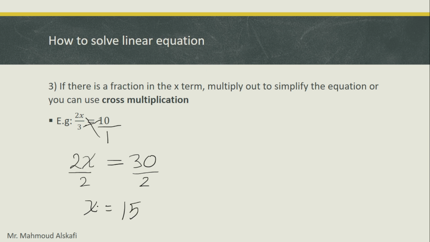So if you'd like to make sure our answer is right, just substitute in the equation. So 2 multiplied by 15 is 30. 30 divided by 3 gives me 10. So our solution is right.